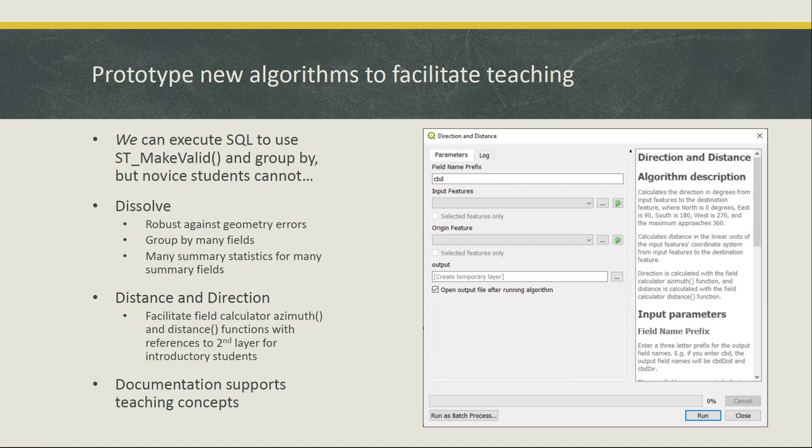Correct me if I'm wrong, but I can't find that in the core GIS algorithms anywhere. Another thing was distance and direction. Again, this was to support the study of urban structure. And it was just too tricky to use the field calculator to refer to data in another field while calculating azimuth and distance in QGIS. So just create a model for students to be able to do that and move on, get the big bang for the buck in terms of the learning goals without all the hassle of the syntax of a really complicated algorithm in field calculator.